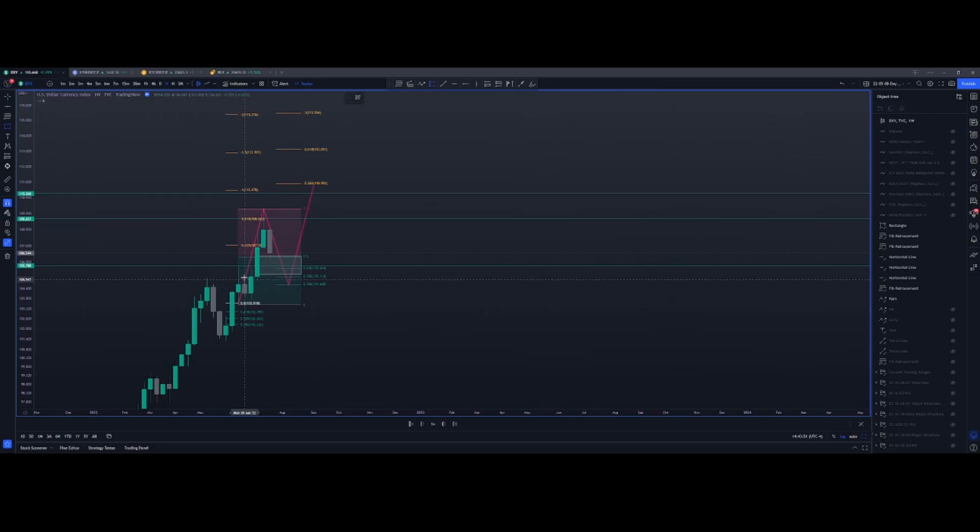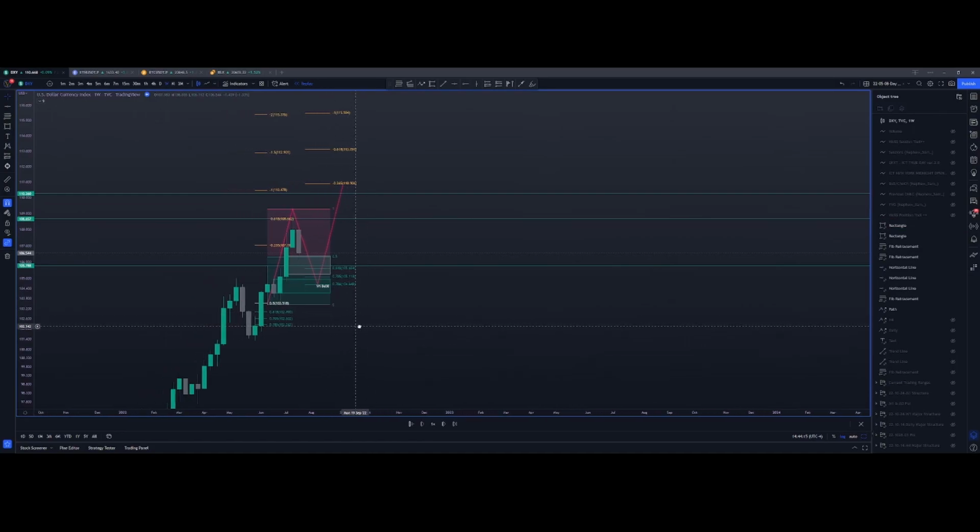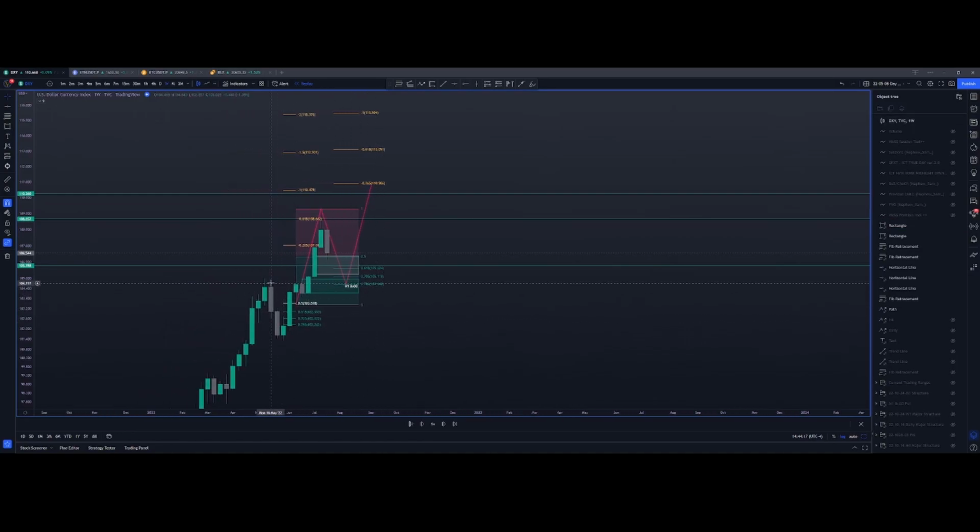So I generally, I know it's not ICT perfect, but from a lot of testing that I've done for my own ends, I like to use the wick to the bottom of the body for the order block. So if I stick that in there, we can see that's a weekly order block.